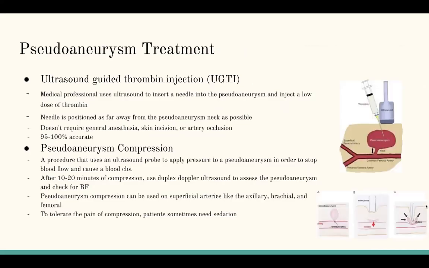Pseudoaneurysm treatment. These are the two most common treatments that we do. First is ultrasound-guided thrombin injection, when a medical professional uses ultrasound to insert a needle into the pseudoaneurysm and inject a low dose of thrombin.